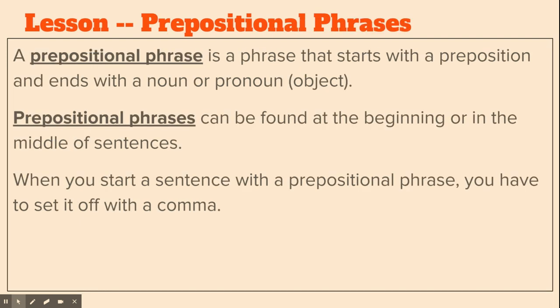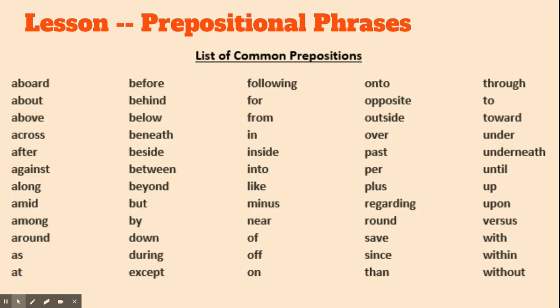Next, let's take a look at prepositional phrases. A prepositional phrase is a phrase that starts with a preposition and ends with a noun or pronoun, which is the object. Prepositional phrases can be found at the beginning or in the middle of sentences. When you start a sentence with a prepositional phrase, you have to set it off with a comma. In order to be able to identify your prepositional phrases, you need to know your prepositions. Take a moment and look over this list of common prepositions.